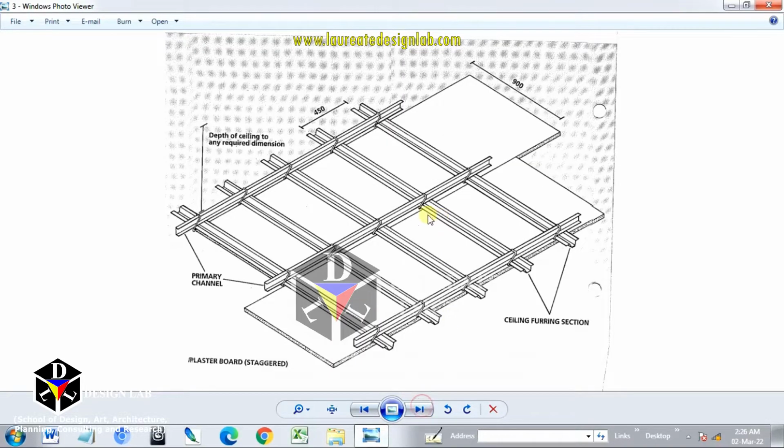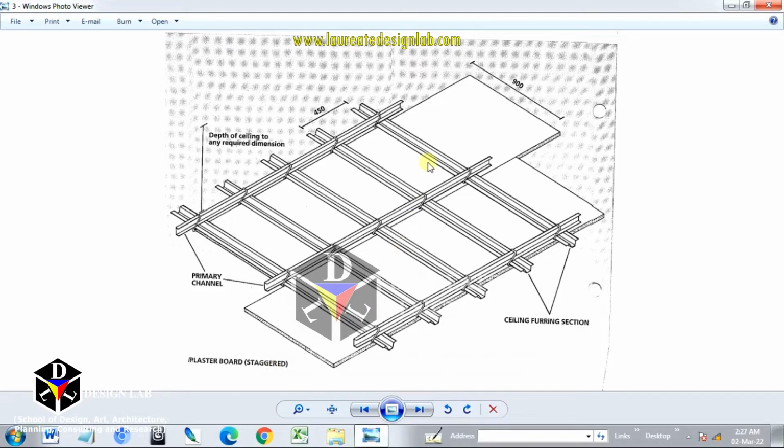Now look at this whole false ceiling. Furring channels are repeated at a certain distance. This distance is 450 mm, and further these C channels are arranged again at a certain distance. This distance is around 900, and the size of the sheet or plasterboard or gypsum board comes in 8 feet by 4 feet dimension with a thickness of 12 mm or 12.5 mm.